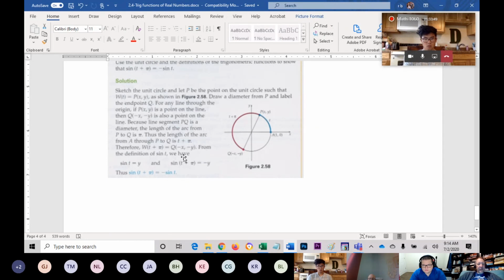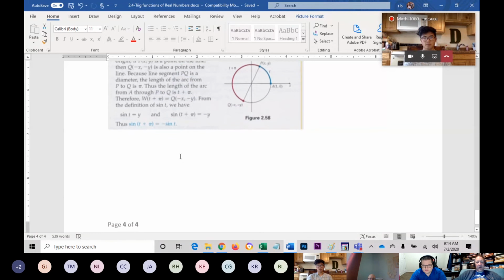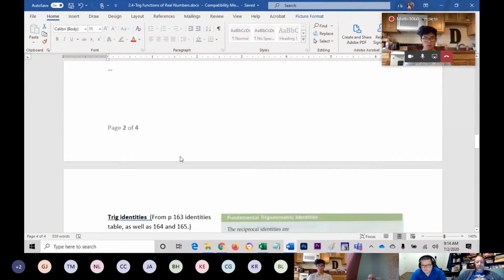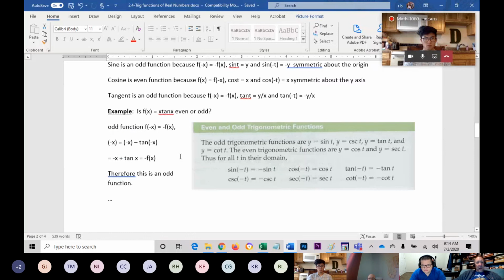Your wrapping function says that the sine of t equals y, and the sine of t plus pi equals minus y, and thus the sine of t plus pi equals minus the sine of t. We probably could have used that a little bit earlier when we were talking about odd and even functions. Anyway, I think that's all I have.